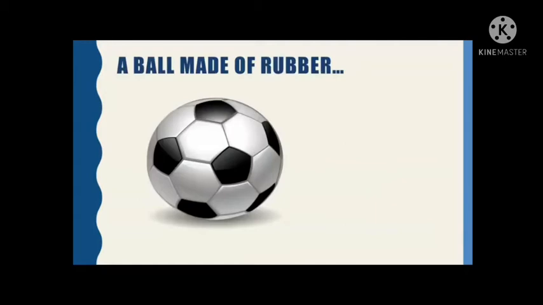Next, a ball made of rubber. Do you think rubber is a sensible material or a silly material in making a ball? Again, take some time to think. Of course it's sensible. Rubber is a good material in making a ball because it helps it bounce back and forth.